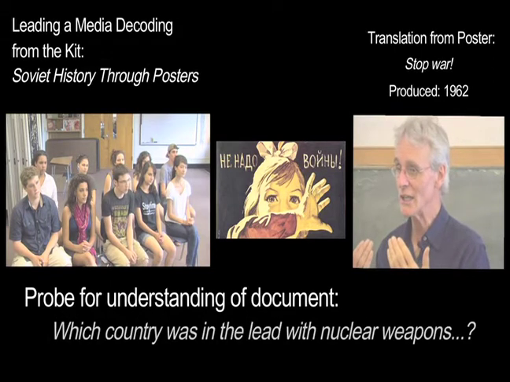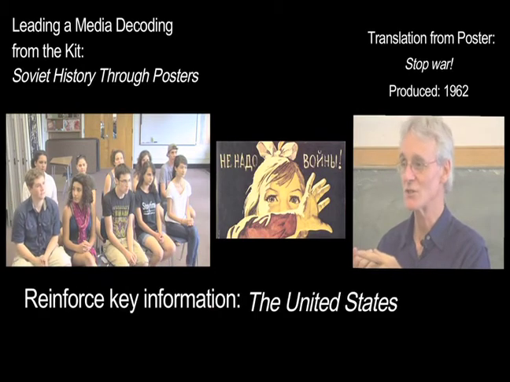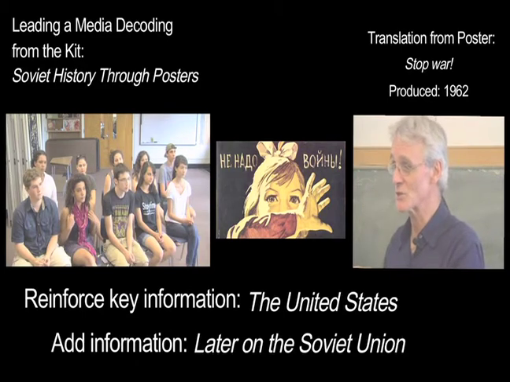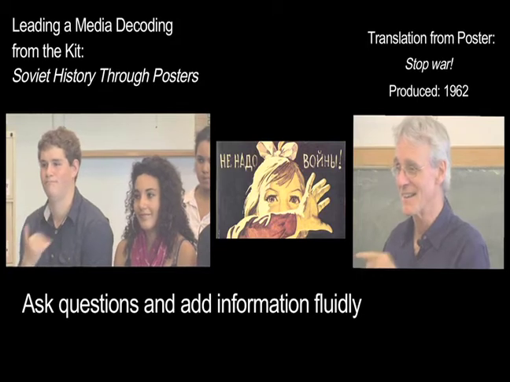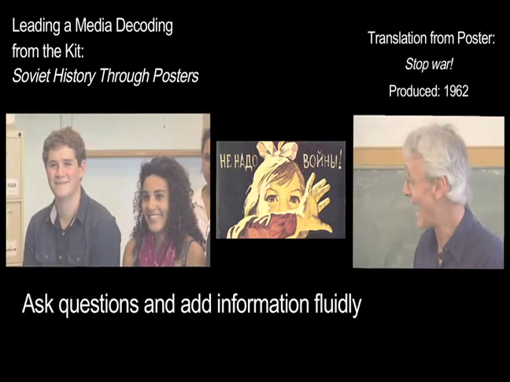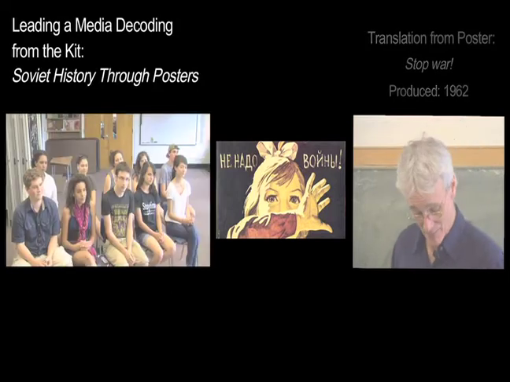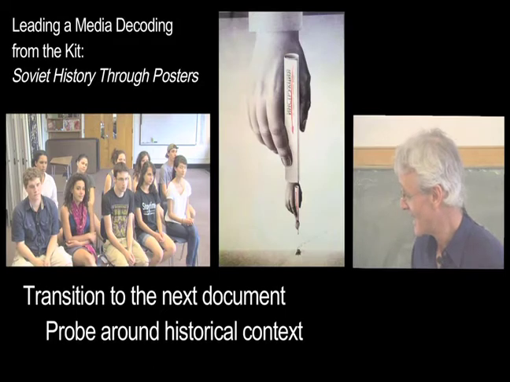Which country was in the lead with nuclear weapons in 1962? Yeah, the United States was in the lead. Later on, the Soviet Union kept catching up. But at this point, the US was in the lead. So what was the Soviets' position on nuclear weapons? Yeah, it wanted to hold back the United States' lead in terms of nuclear weapons. So, stop war.